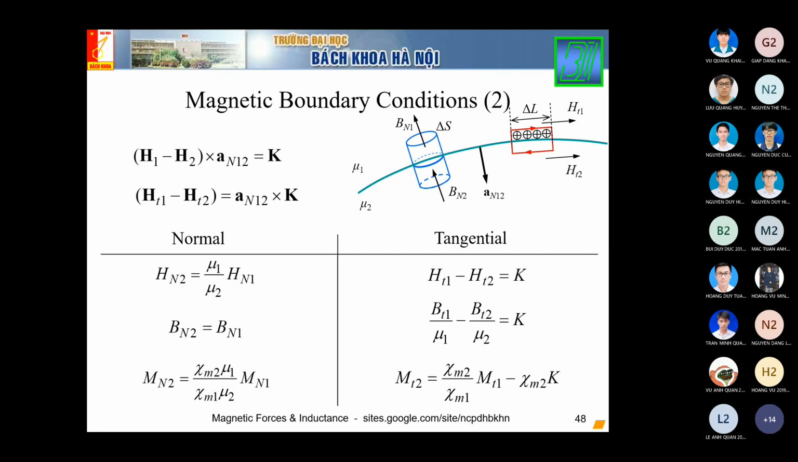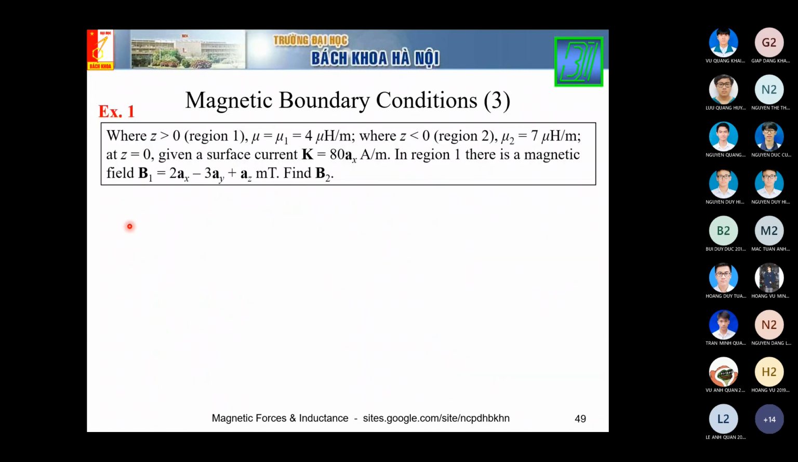Here we are. We have a set of two boundary conditions, the normal one and the tangential one. I read once again that based on these boundary conditions, if we are given H1, for example, we can compute H2 and vice versa. To understand better this very important thing, we should do two exercises. This is the first one.